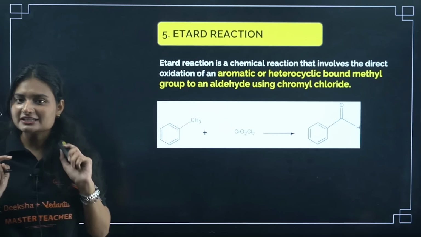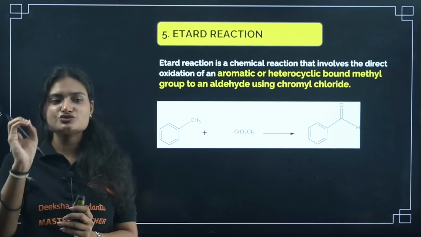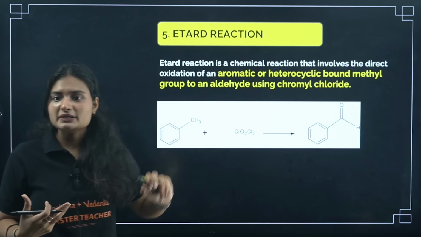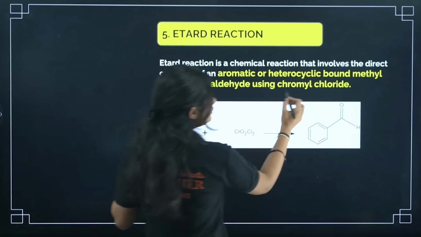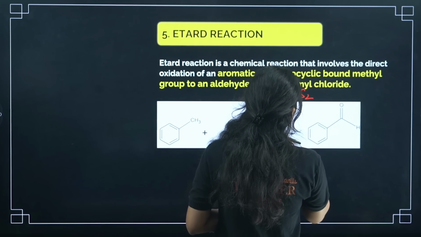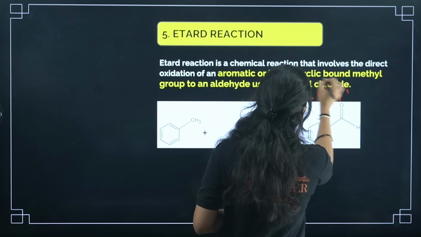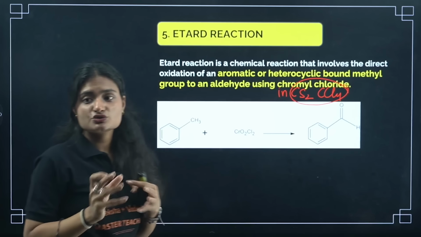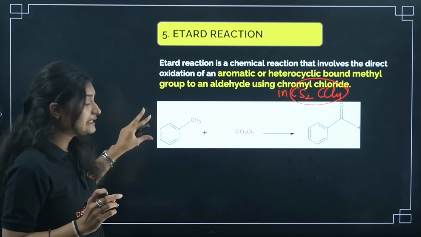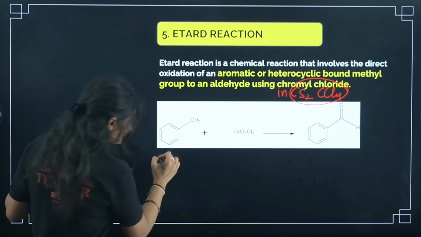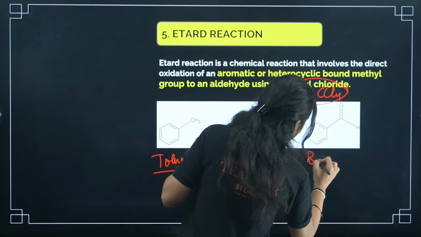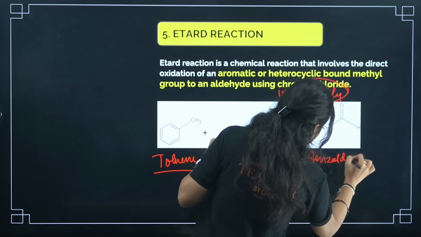Next reaction, Etard reaction. The Etard reaction is used for the preparation of benzaldehyde. In the Etard reaction we use chromyl chloride in an organic solvent like carbon disulfide or CCl4. What happens here? Any toluene we take, this is toluene, right? Toluene gets converted into benzaldehyde.